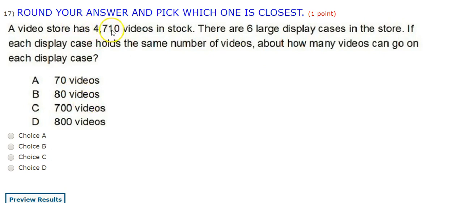Again, 4,710 videos total in stock. They're going to go on 6 large display cases this time. About how many can go in there? Okay, it's A, 70, B, 80, C, 700, or D, 800. Good luck.